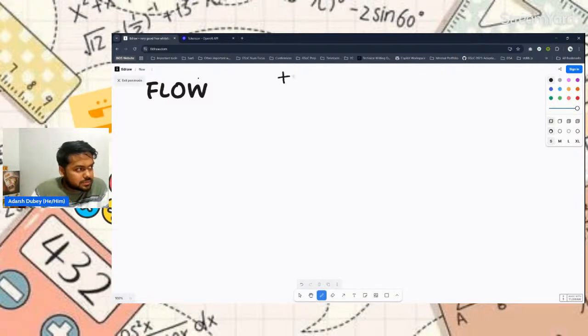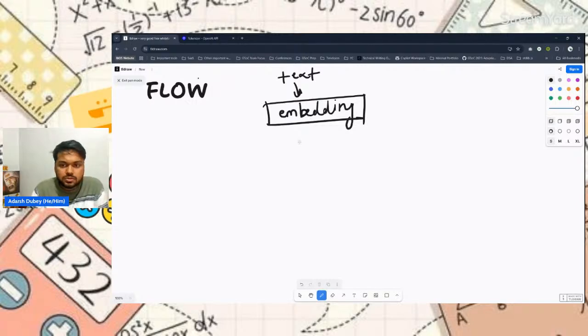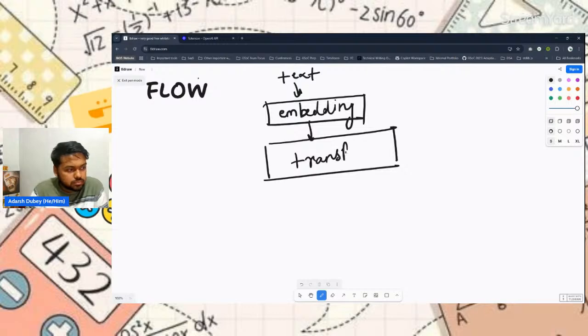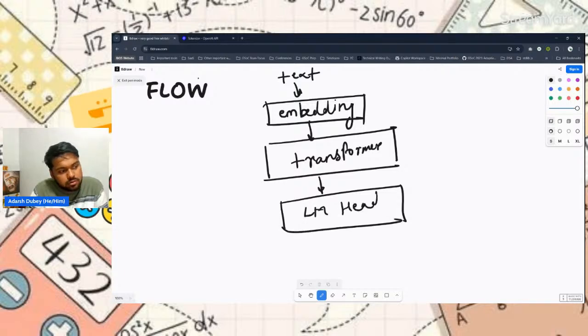We put in some text. It goes to the embedding block. We are clear. Then it goes to the main transformer block, and it then goes to the LM head. And you might be wondering, you have told us about embedding, you have told us about LM head, but you have not told us about the most important part of transformers, which is the transformer block itself. So now let's talk about the transformer block.